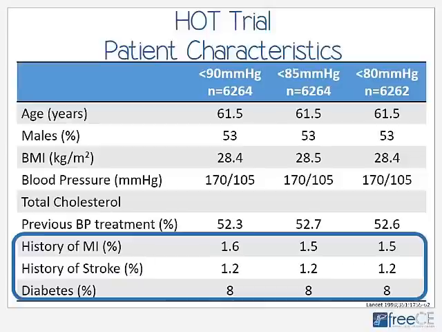One thing I do want to point out is their comorbidities. Really, these patients are very low risk. Very few of them had had a cardiovascular event or stroke, and only 8% in each group had diabetes. That comes out to be, based on the number of patients included, about 1,500 patients total out of 18,000 that had diabetes. That'll come back to be important in just a minute.